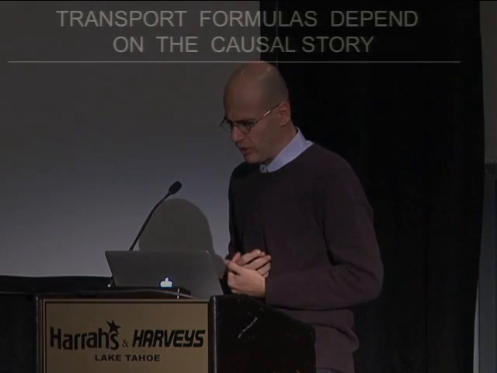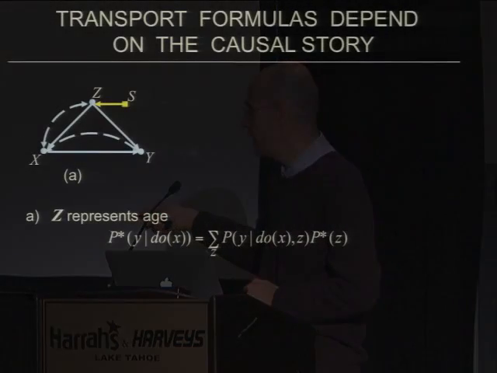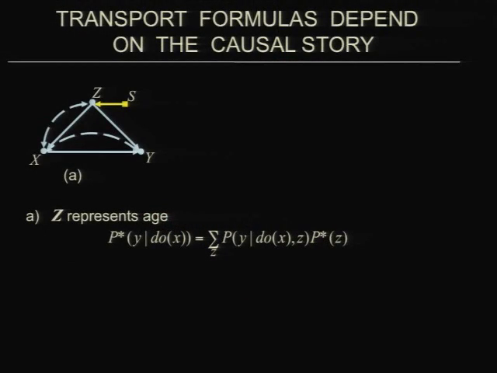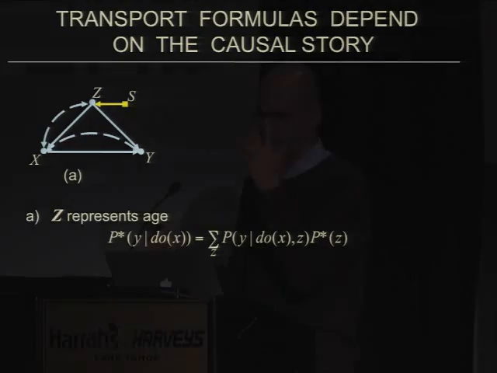There's some sort of mapping from what you have to what you want. As I said, it depends on the story. The transport formula depends on the story. This is the graph that I showed before. I just added some bidirected edges to make it more fun. If you don't have bidirected edges, it's easy, a lot of things work. And then you have this adjustment here.